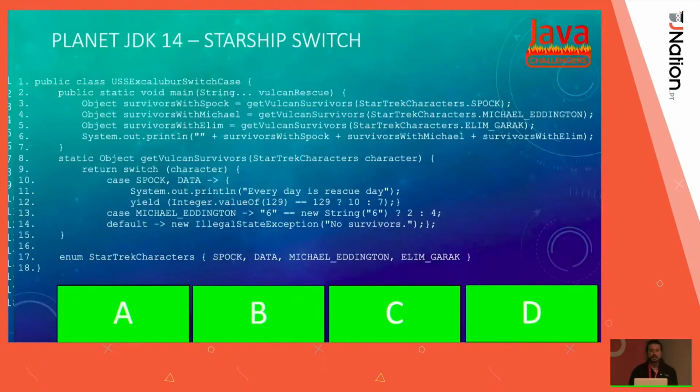Okay, JDK 14, this is the new switch case statement. As you can see, we have the getVulcanSurvivors method, and we are passing an enum. Then we are doing a switch case statement with Spock, Data, Michael Burnham, and the default. And as you can see, we are doing lambda operations here in the new switch case statement. The cool thing with the new switch case statement is that you don't need the break keyword anymore, and you can even return data right away if you want. So let's see the alternatives.